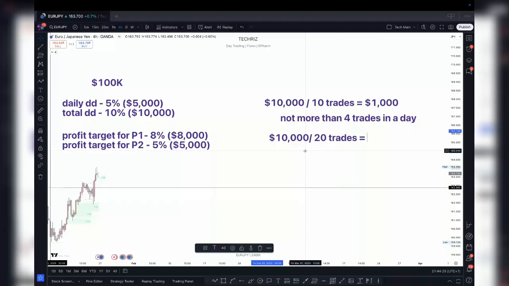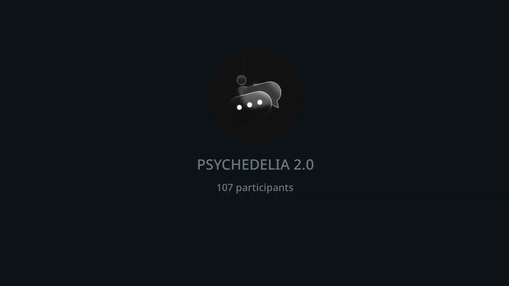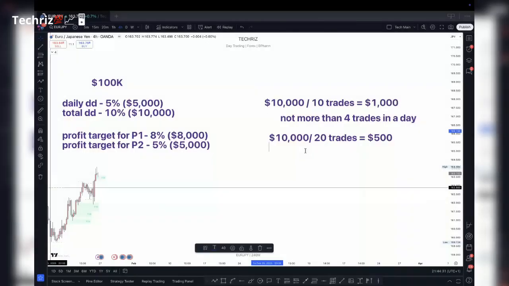And we're going to have a risk of $500. And you're not meant to take more than 8 trades in a day, which is even too much.